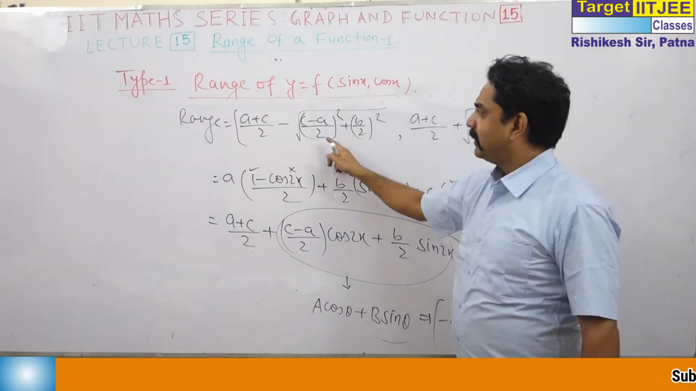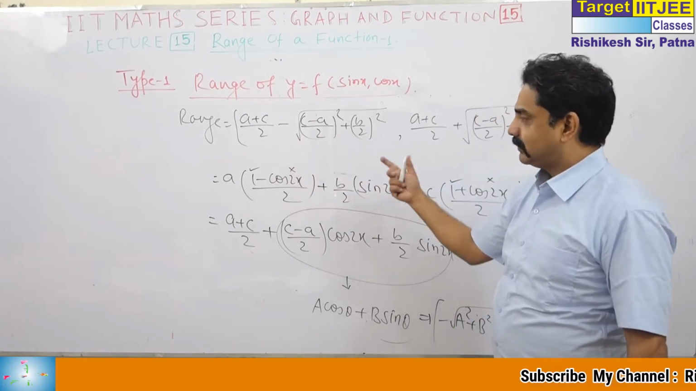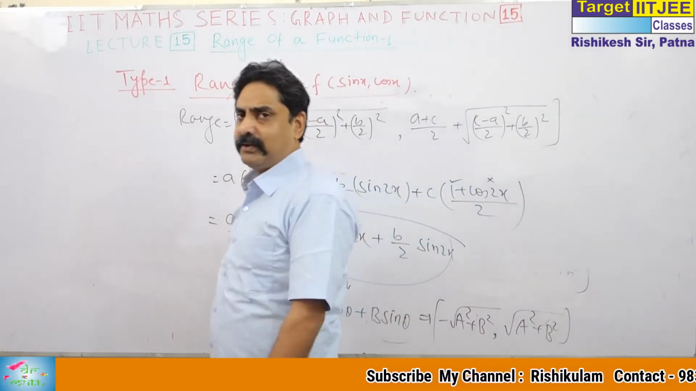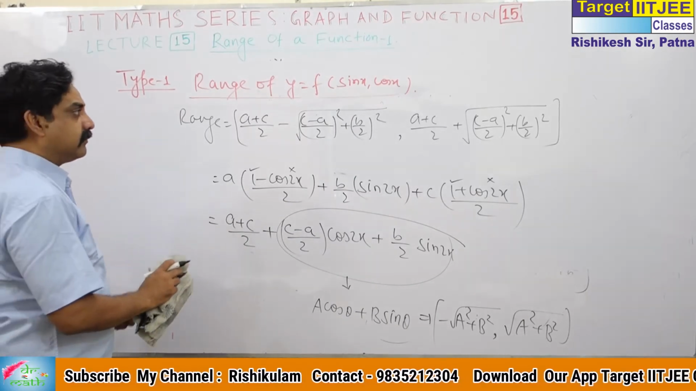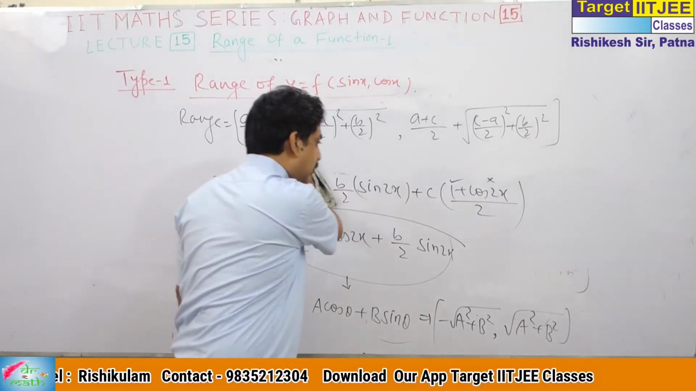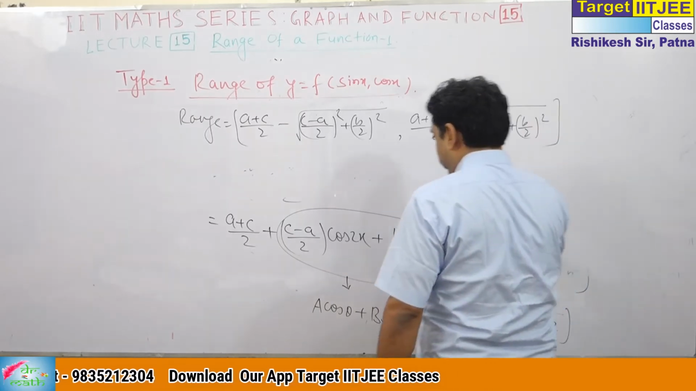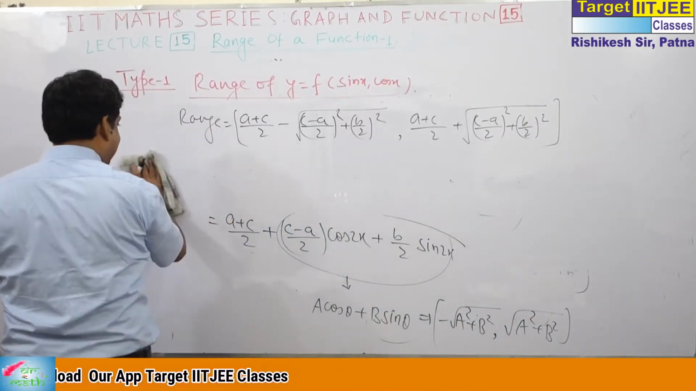Now you can simplify this, take 1 by 2 outside, and then when data is given you can simplify. So this is the problem. In this way we can use the range based on sin x and cos x. That is my first type.